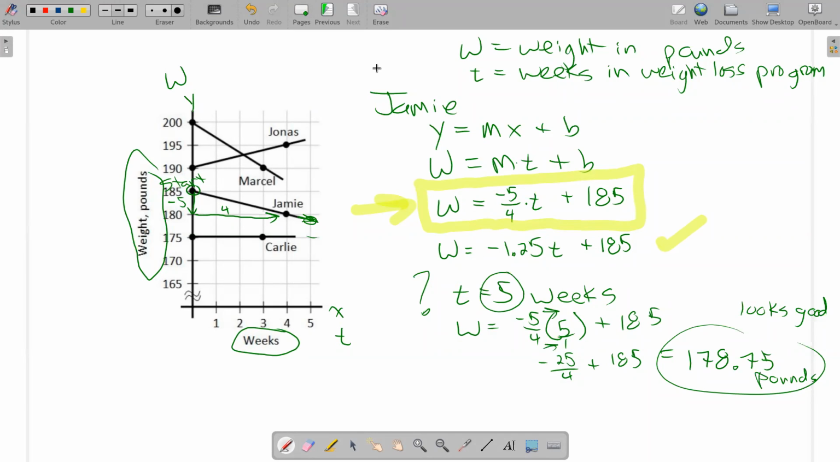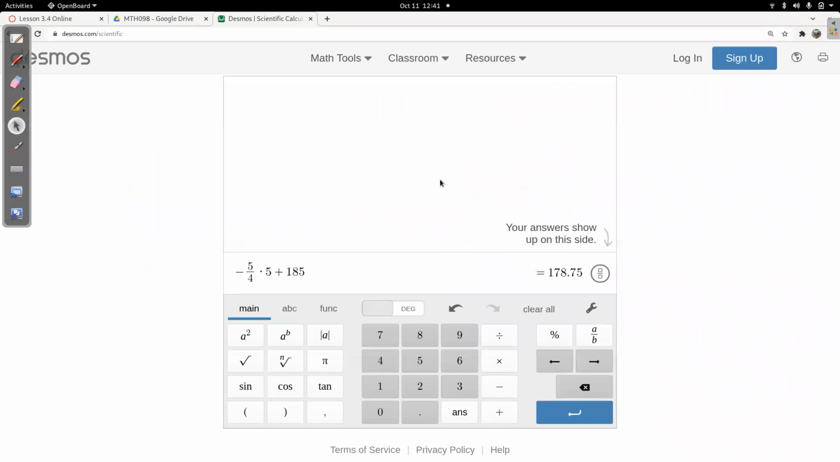And then I was also asked, Jamie had a target goal. I believe it was 173 pounds, and we want to know how long it will take her to get to that.